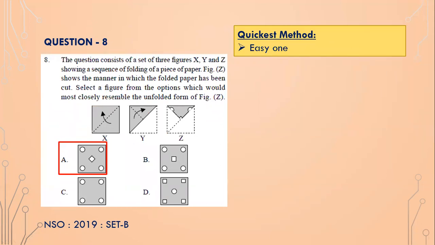The question consists of a set of three figures X, Y, and Z showing a sequence of folding of a piece of paper. Figure Z shows the manner in which the folded paper has been cut. Select a figure from the options which would most closely resemble the unfolded form. Extremely easy question. So if you cut paper like this, it will form the four circles. And this thing will form the square as follows, as in option A. So the unfolded part will be this part.